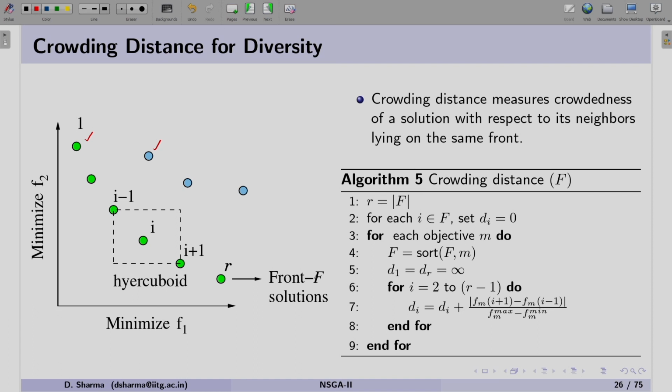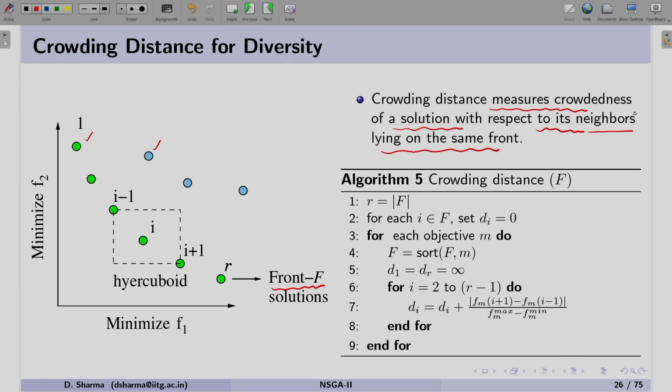As of now, we are considering all the solutions which are lying in the front F. So, in this figure, all the green colored dots belong to the front F. So, their rank is also F. Now, the purpose of this crowding distance is to measure the crowdedness of a solution with respect to its neighbors lying on the same front.